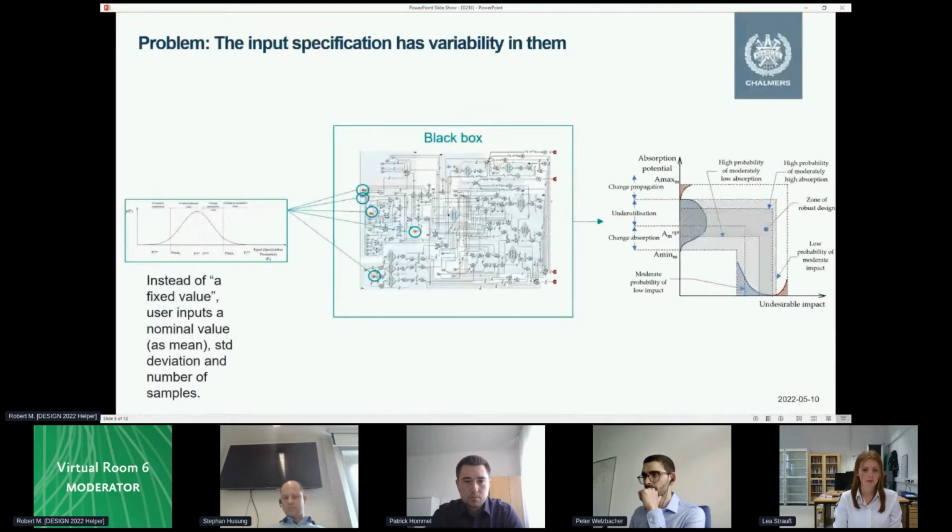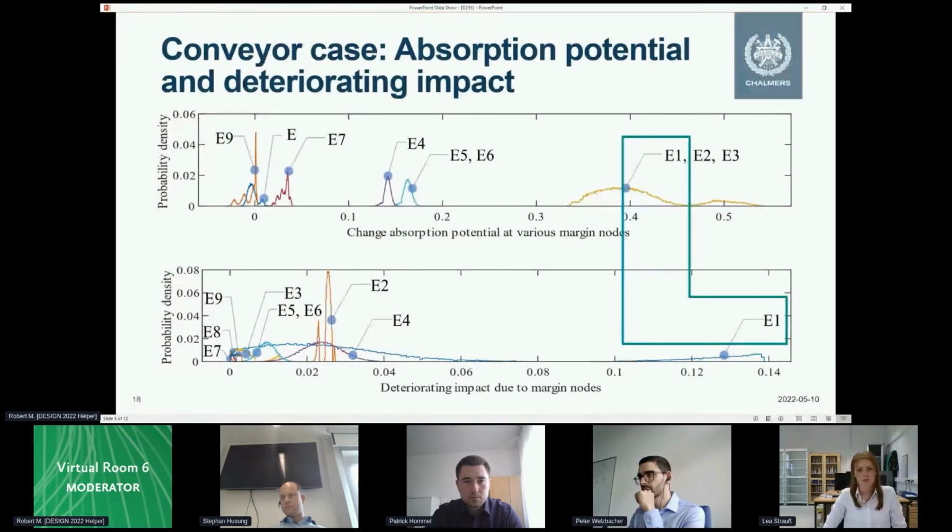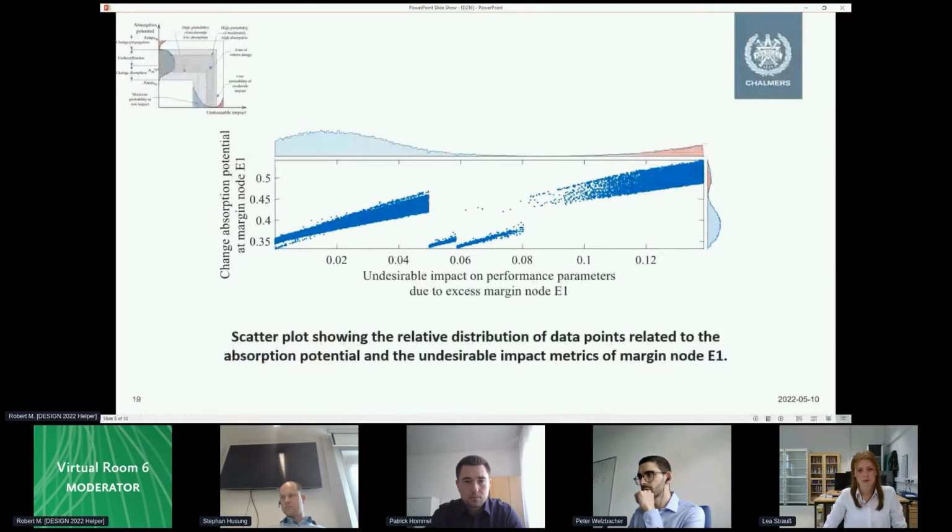Similarly, for impact, there could be zones of high impact and low impact. Low impact of low probability is obviously preferable. This slide shows the absorption potentials and deteriorating impacts of all the margin nodes in the conveyor case. For clarity, let's look at the margin node E1. This plot looks at the margin node E1, analogous to the conceptual plot presented before.